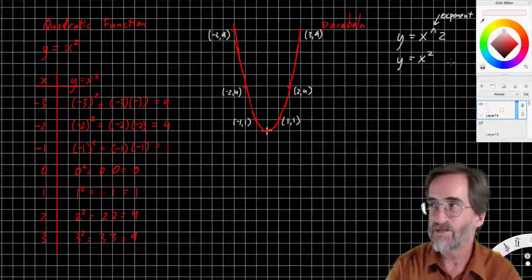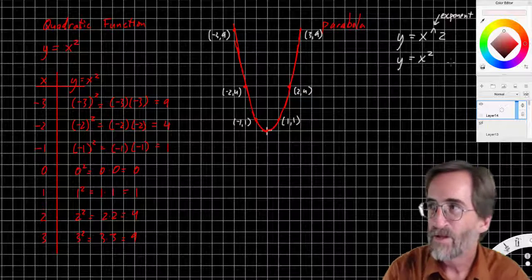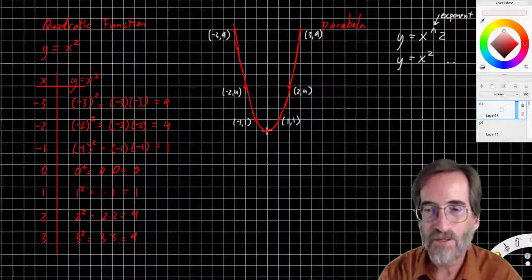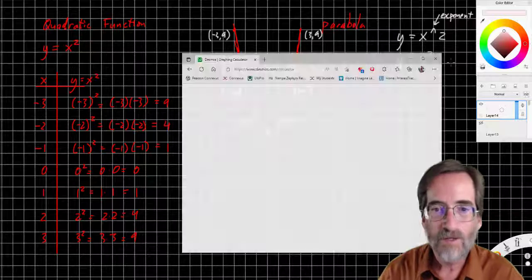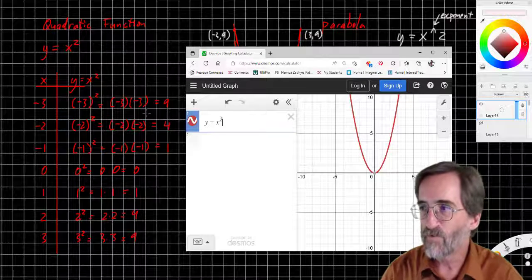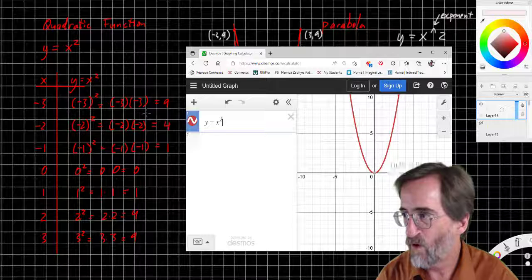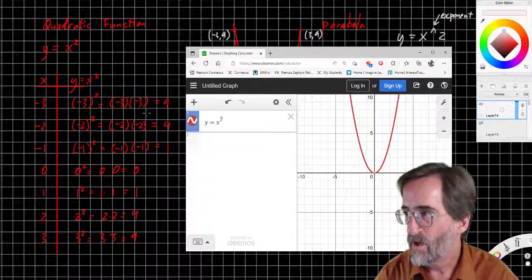It's called a caret key, right? Exponent. So that's a good thing to know. And now look at our Desmos graph. It matches what we were talking about earlier. 1, 1, 2, 4, and 3, 9. Negative 1, 1, negative 2, 4, negative 3, 9.